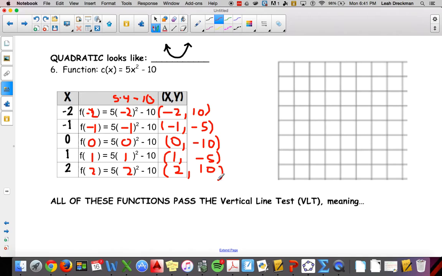All right. The x's are counting by ones. Oops, crooked again. So I'm going to scale by ones on the x-axis. And then on the y's, we're going all the way from negative 10 to positive 10. So I think if we maybe scale by 5s here, we should be good to go.